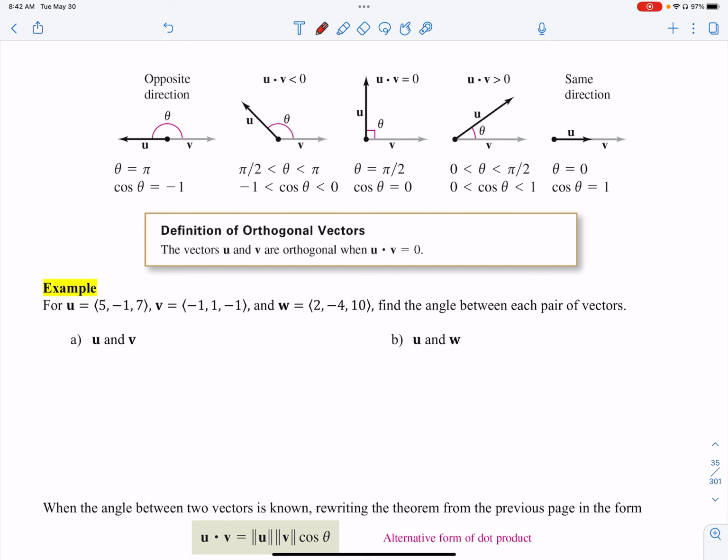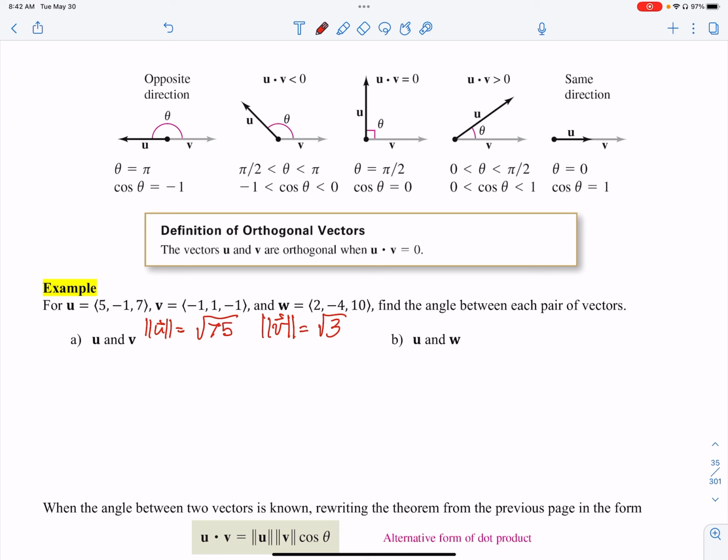Okay, so we have u and v, and they want us to find the angle between the two. So I need a couple things. I need u magnitude. So u magnitude is going to be the square root. We square each one, so I'm going to do that in my calculator. 5 squared plus negative 1 squared plus 7 squared is 75. So we'll leave it at that. The magnitude of v is going to be the square root of 3.